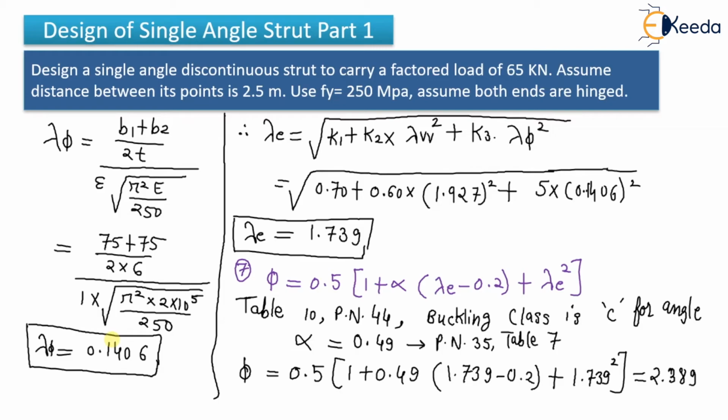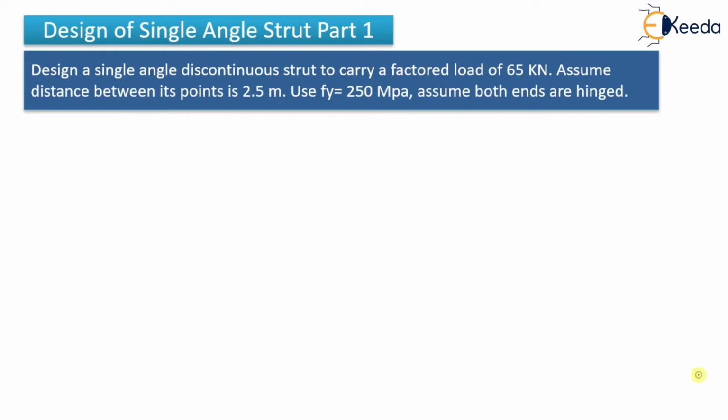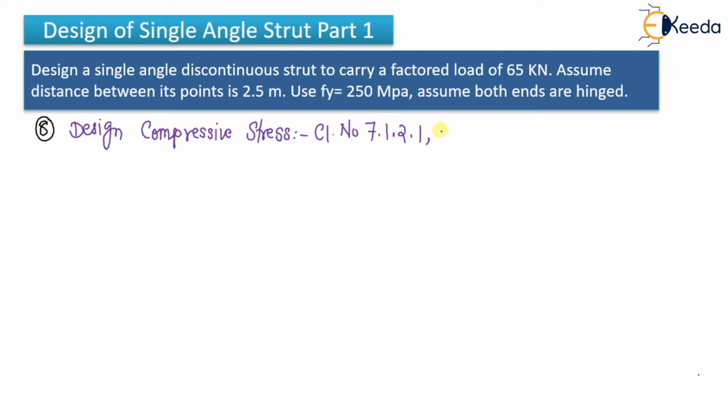Now the next step is step number 8. I'll write step number 8 here, which is nothing but design compressive stress. You can check the steps. It is given in clause number 7.1.2.1. I'll also mention the page number 34 of IS 800 2007, so that it will be easy to understand.